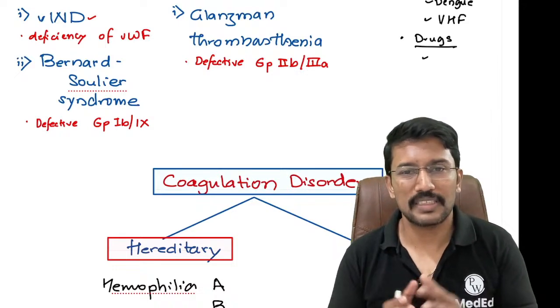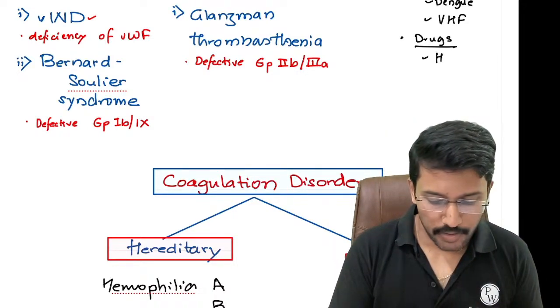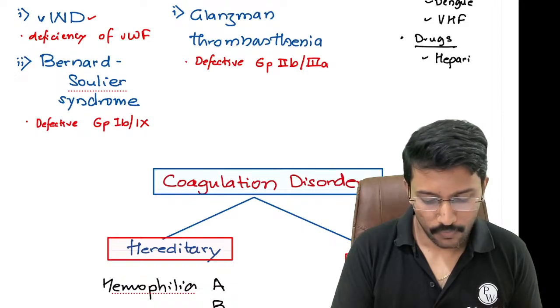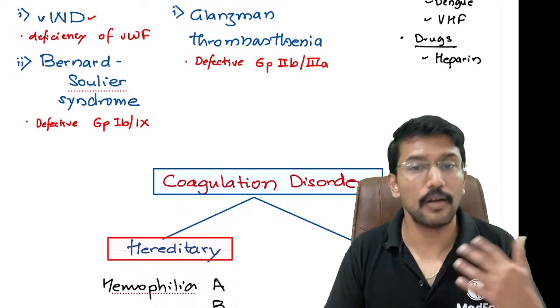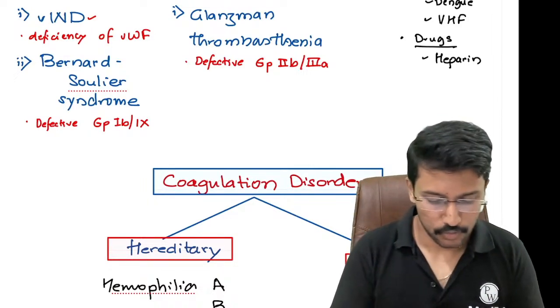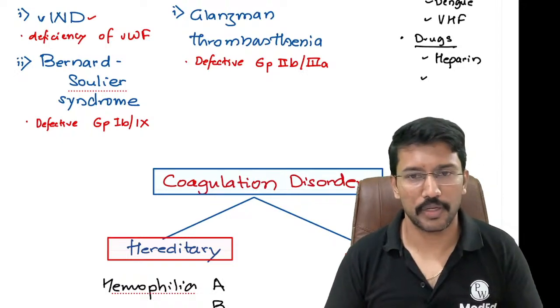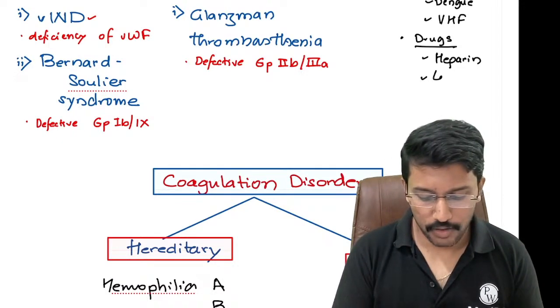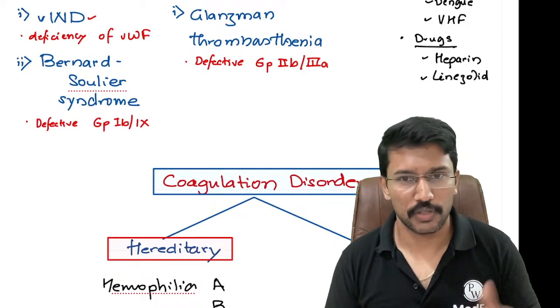How many of you have heard about heparin induced thrombocytopenia or HIT? So heparin not only blocks the coagulation cascade. In some individuals, it can trigger an autoimmune process where the body produces antibodies against the platelets, right? So heparin can cause thrombocytopenia. Yes, steroids can cause thrombocytopenia. You might have heard about an antibiotic called linezolid, which can cause thrombocytopenia.